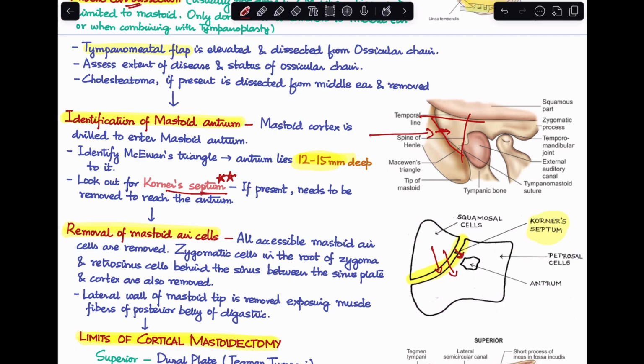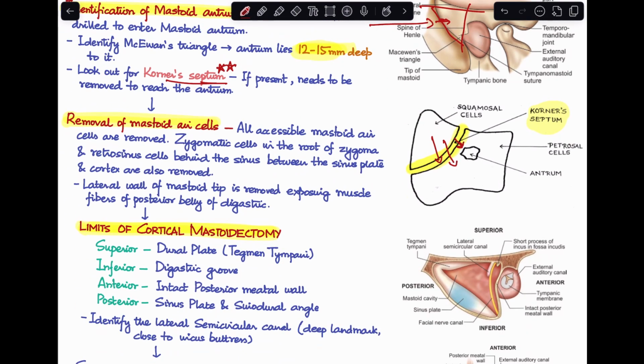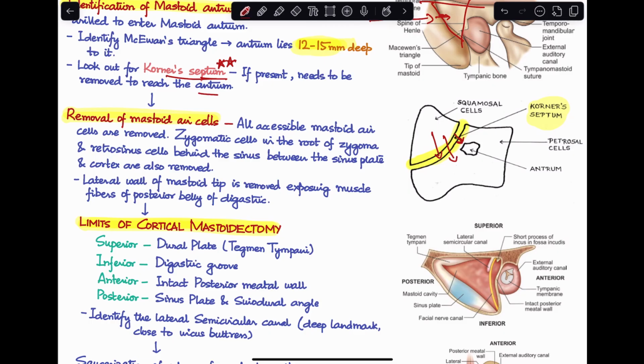So it is very important to be able to identify cornus septum. So now that we have reached the antrum, our next step is to remove all the mastoid air cells. Any accessible mastoid air cells are all removed, and even the zygomatic cells in the root of the zygoma and the retrosinus cells behind the sinus, between the sinus plate and the cortex, are also removed.